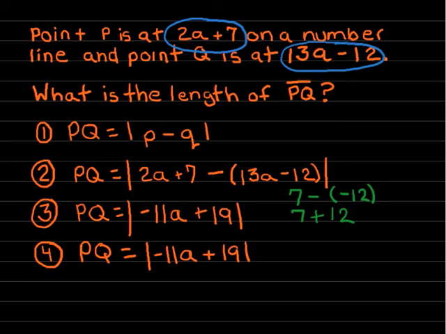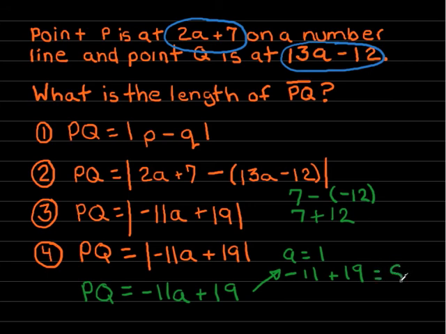Now I do want to give you an example of why we couldn't take those absolute value symbols off. Let's say I had taken those absolute value symbols off and I said PQ equals negative 11a plus 19. Well, if a was 1, let's say a equals 1, negative 11 times 1 is negative 11. So I'd have negative 11 plus 19. And that equals 8. That makes sense because absolute value is always positive.